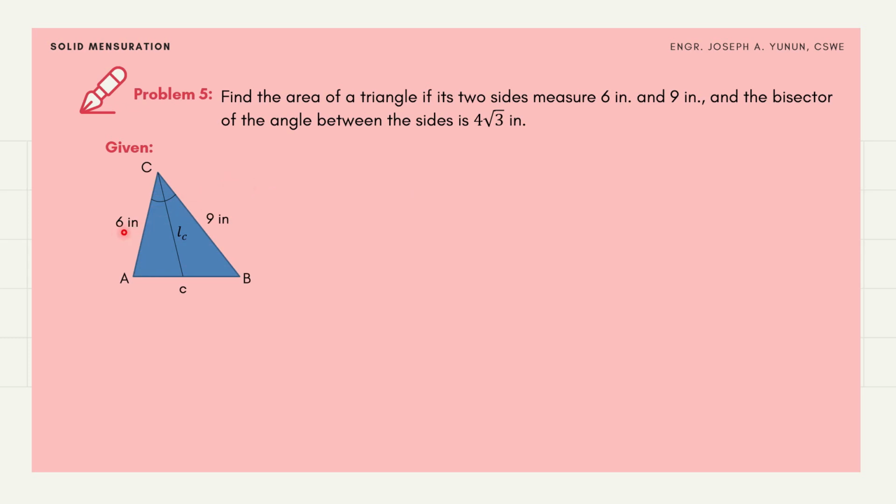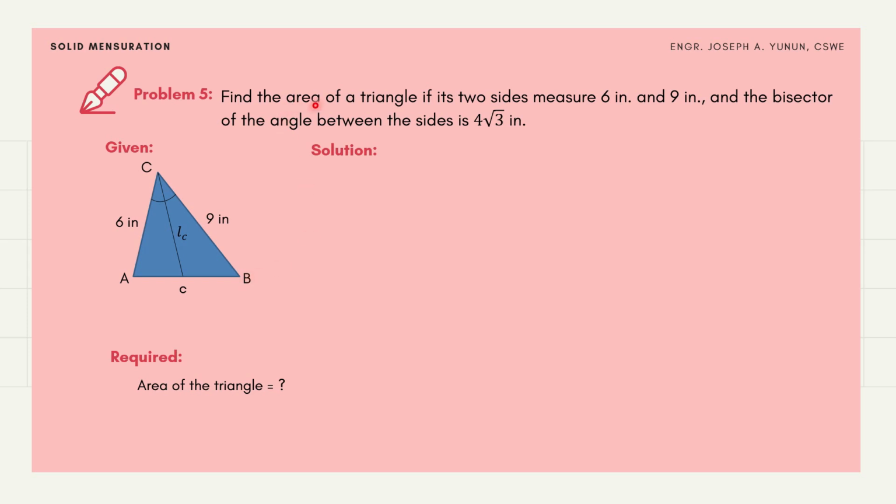We have here the two sides that measure 6 inches and 9 inches, and then you have this angle bisector, which I have drawn from vertex C, dividing the angle into two congruent angles, and the angle bisector is given as 4 square root of 3. So the unknown is the area of the triangle. Find the area of the triangle.